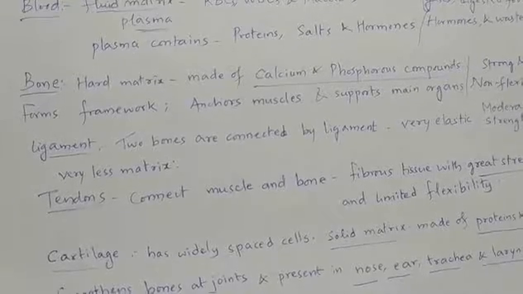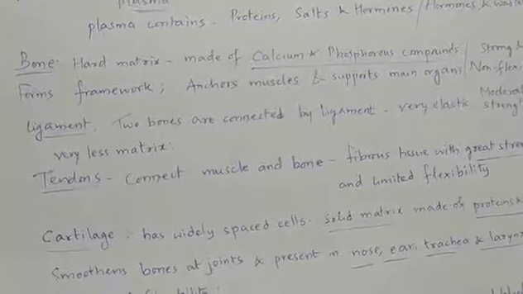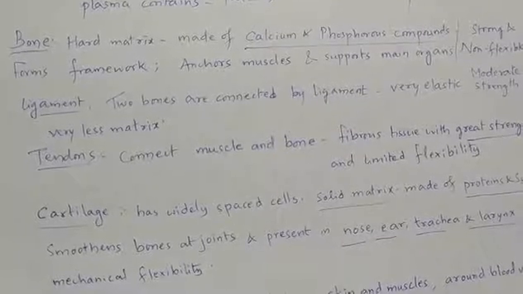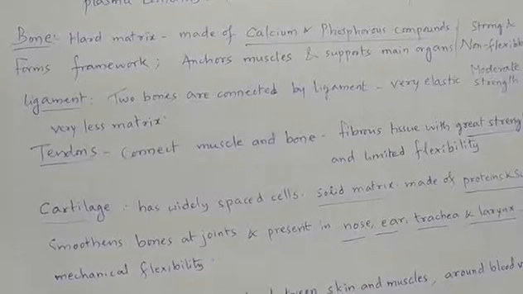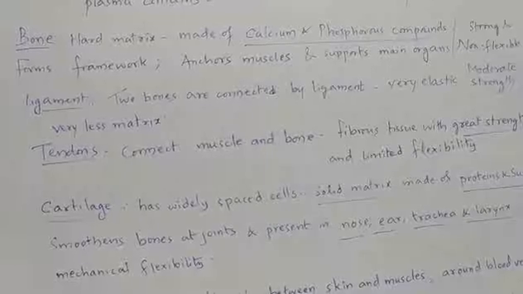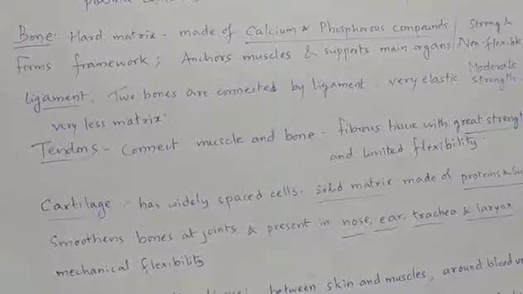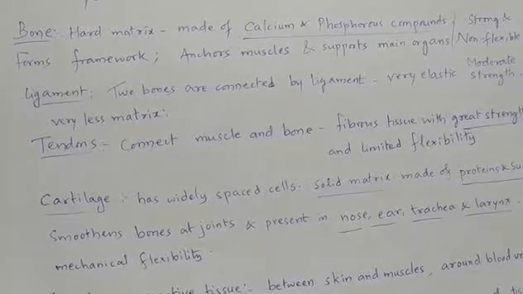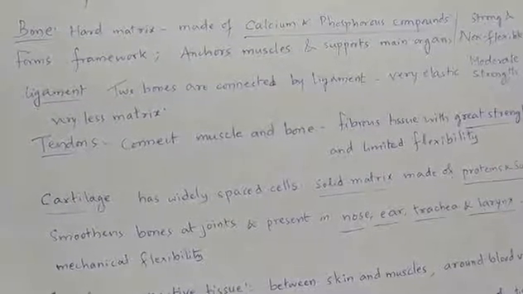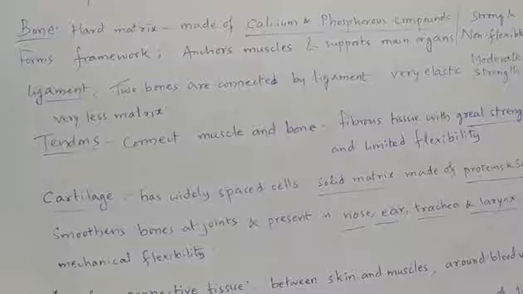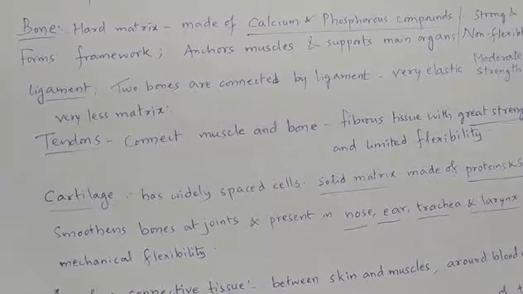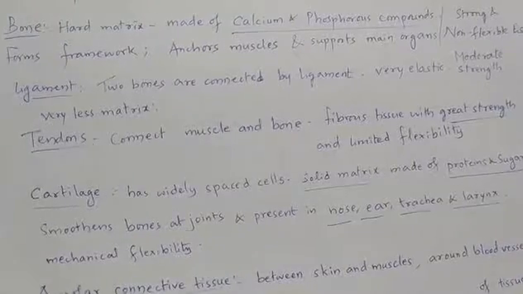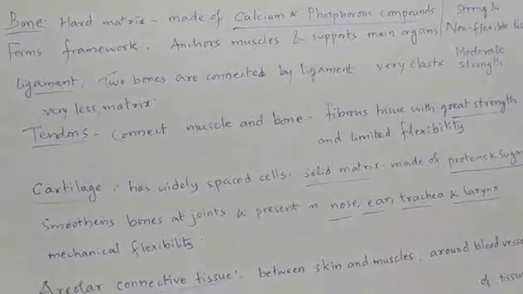Next, bone. Bone has a hard matrix, and the matrix of bone is made up of calcium and phosphorus compounds. Bone forms the framework of the body. It provides anchorage to the muscles and supports the main internal organs. Bone is a strong, non-flexible connective tissue.